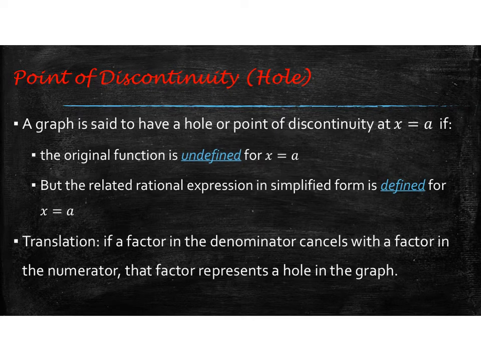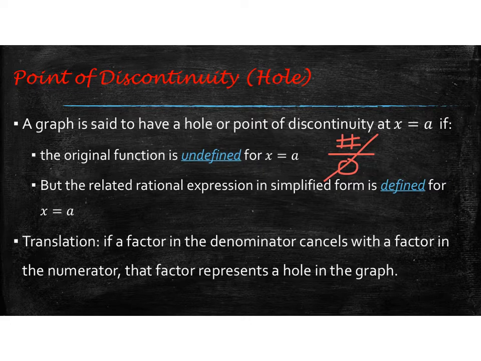The technical name for a hole is called a point of discontinuity. A graph is said to have a hole or a point of discontinuity at x equals a if the original function is undefined for x equals a. That's going to happen when the value a makes the denominator in the original function 0, because remember, we cannot divide something by 0, so that's called undefined. The related rational expression in simplified form is defined for x equals a.